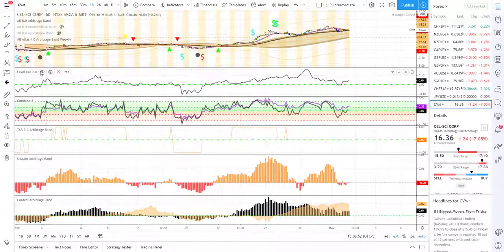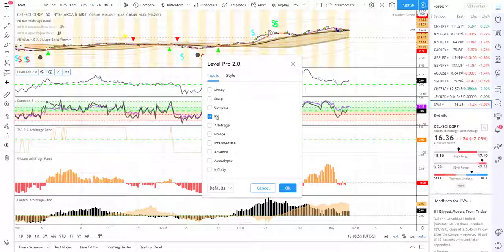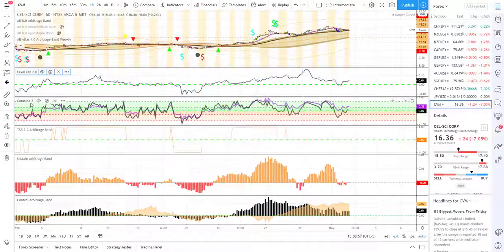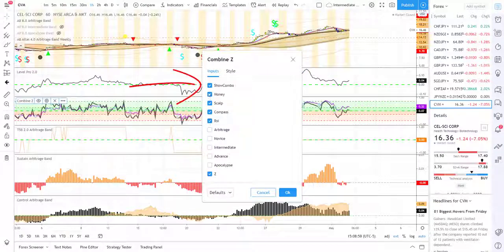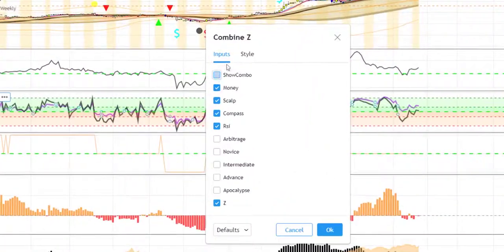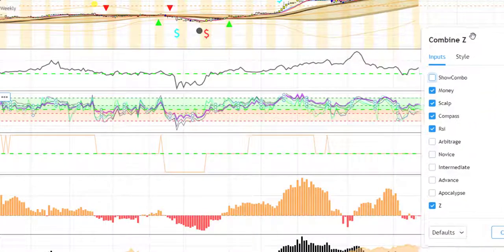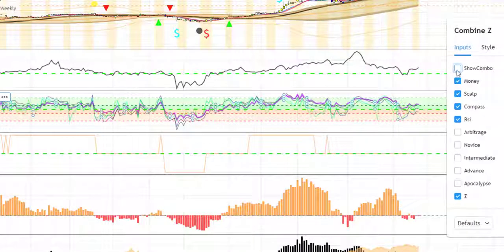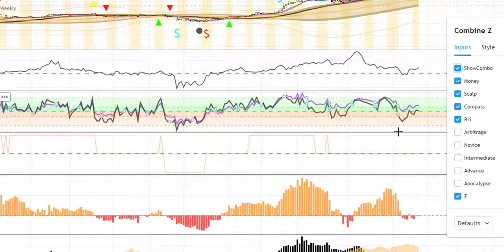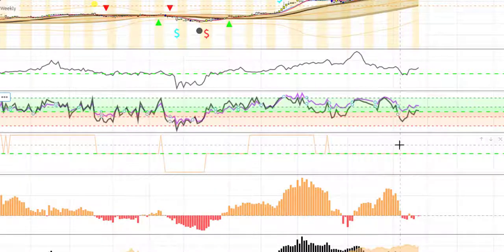Now my Level Pro is set to that one higher RSI. Like I said, my Z is set to a combined, which is beautiful, of the 4 higher, so I don't have to look at a lot of noise here. I can show you what that looks like. Still helpful, but it's very noisy. So that's the power of the intermediate plan in getting this combined Z.